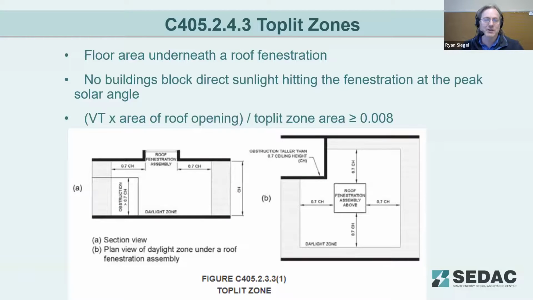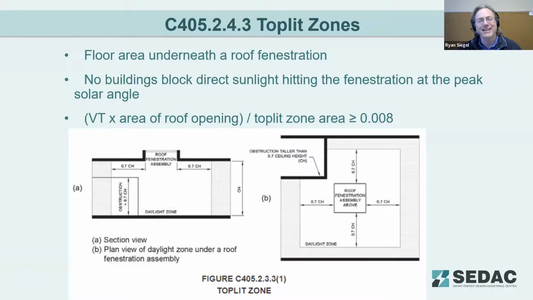So other top lit zones are commonly skylights. So obviously, a roof monitor is pushing light only in one direction. Skylights are able to push it in multiple directions. So here, instead of half the height on each side and then 1 times the height forward, this is 0.7 or 70% of the height in all directions.